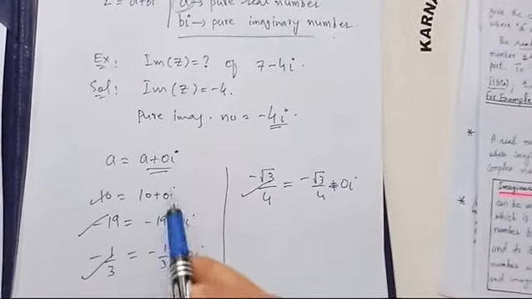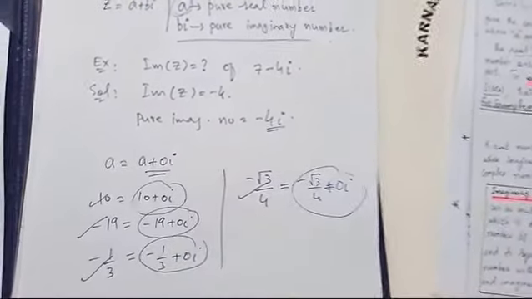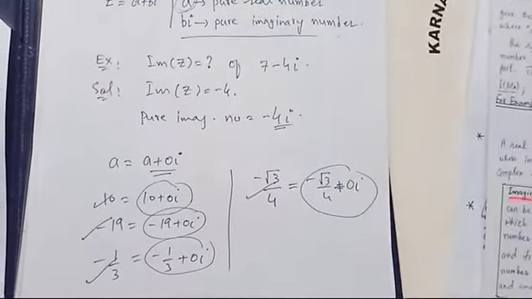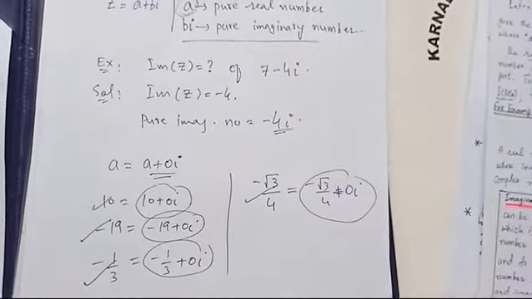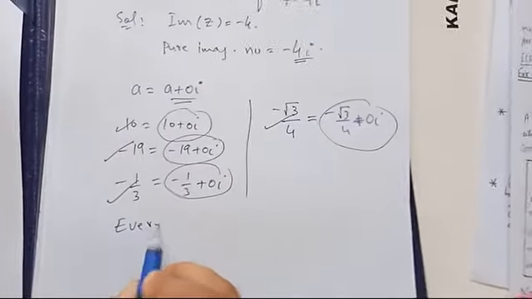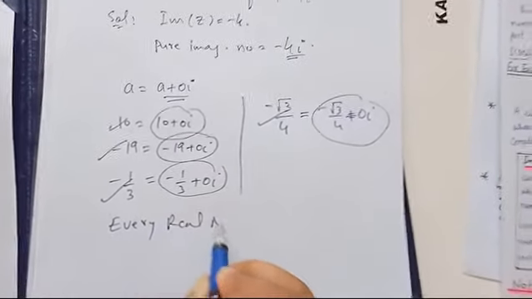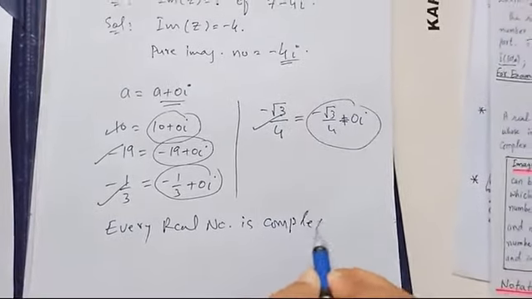So this is a real number, and all these real numbers can be written in this form. So this is the form of a plus b iota. According to the definition of a complex number, these real numbers are also complex numbers. So it means that every real number is a complex number. But the converse is not true.